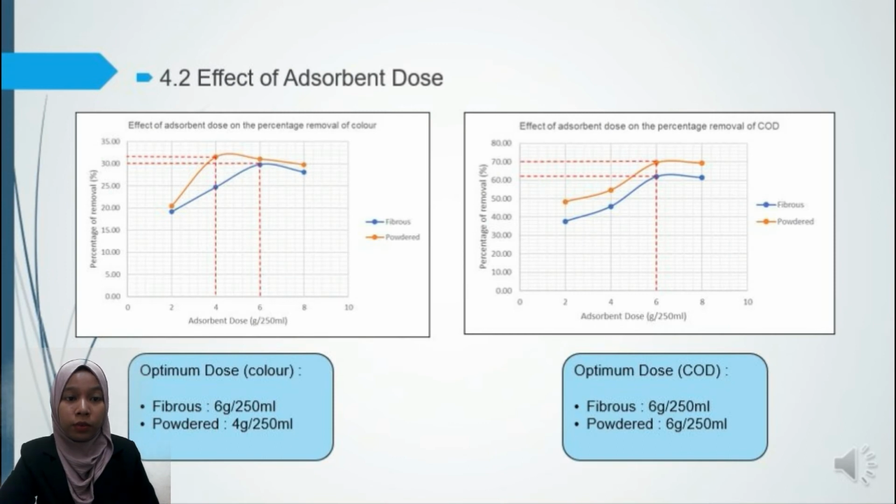For the effect of adsorbent dose, the adsorption of color and COD increased with the increment of the amount of sugarcane bagasse used for the treatment. As for fibrous sugarcane bagasse, the adsorption process reached its equilibrium at 6 g per 250 ml for the color and COD removal. For the powdered sugarcane bagasse, the adsorption process of color removal reached its equilibrium at 4 g per 250 ml, while for the COD removal at 6 g per 250 ml.